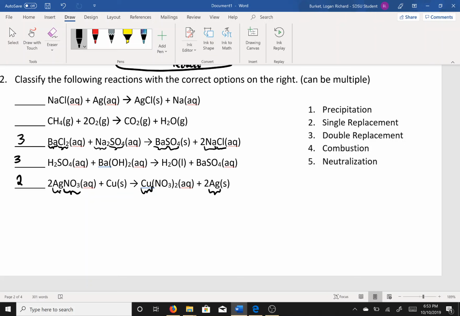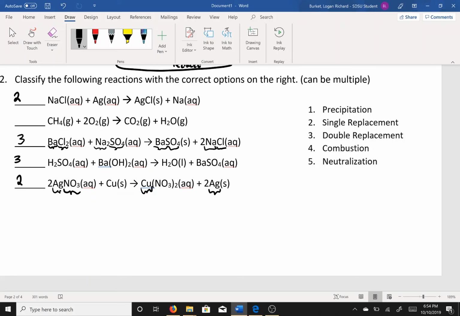The second one is neither double nor single replacement. That'd be neither. And then the first one is also double replacement. No, it's single replacement because the chlorine switches from the sodium to the silver. So that's also single replacement.